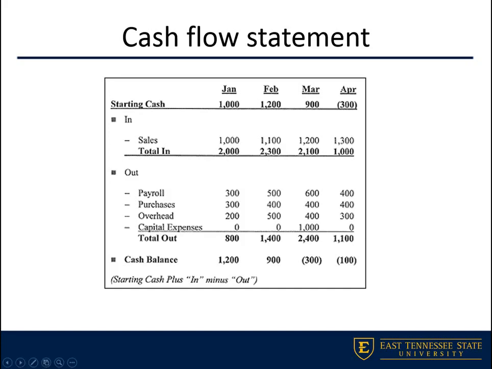During the month of January we had $1,000 in sales, so that brought us to $2,000 total for cash in. And cash going out totaled about $800. So we ended the month of January with a cash balance of $1,200. Now we take that $1,200, and that's going to be our starting figure for February. We walk through the same process. We end February with $900.